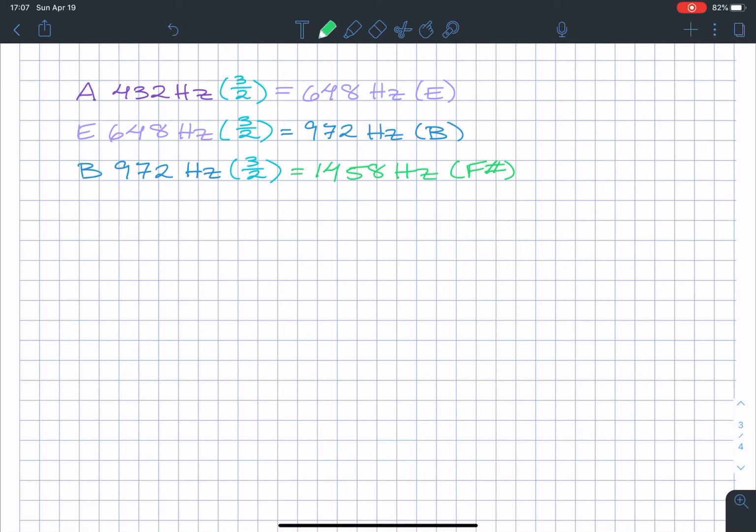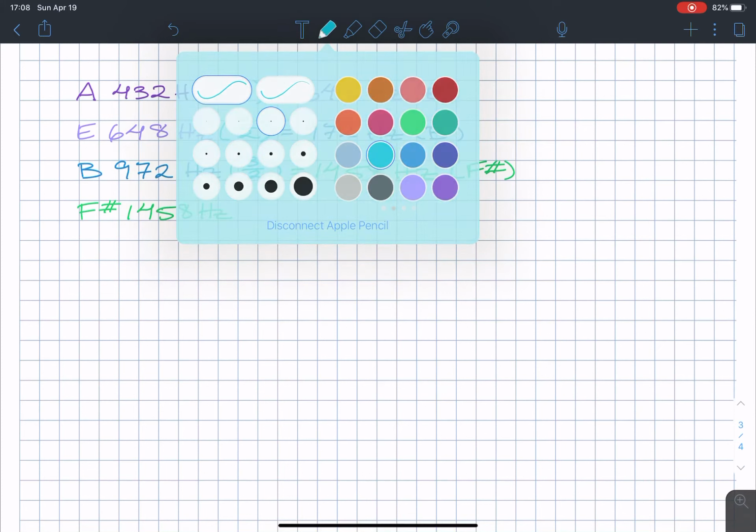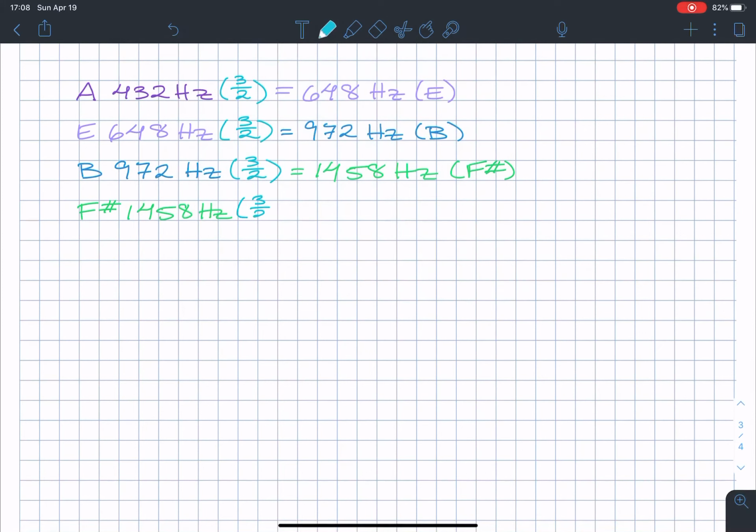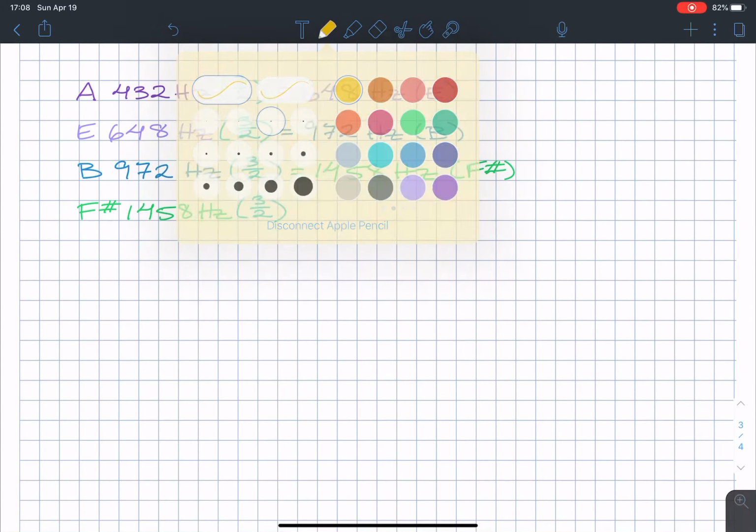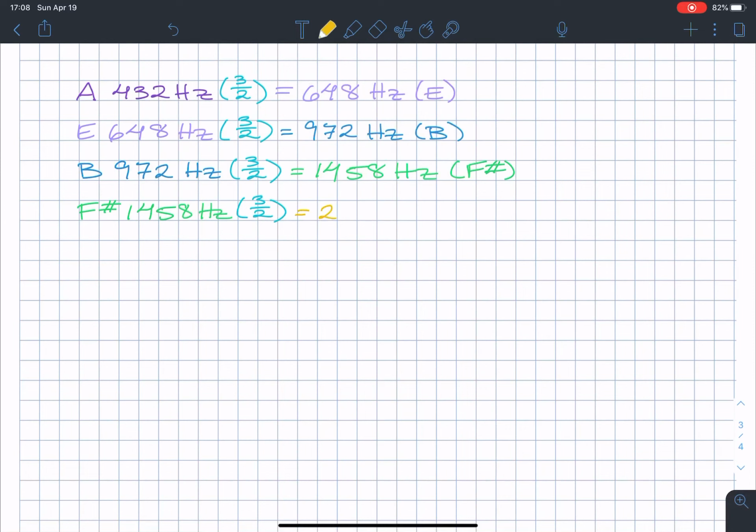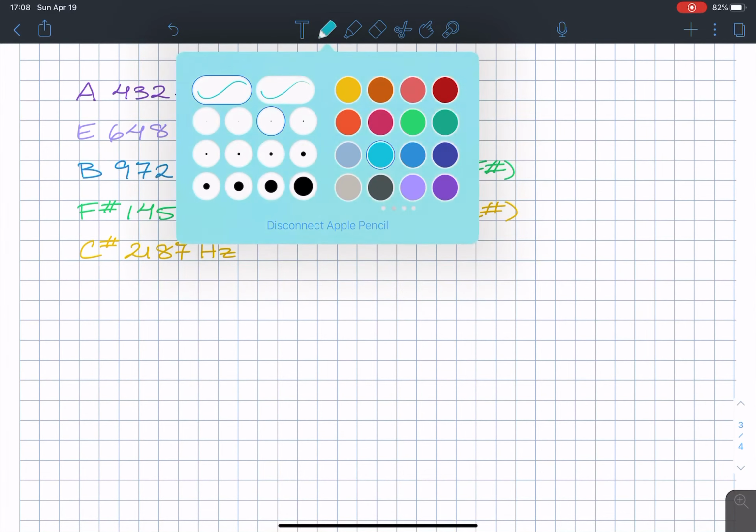Okay, so now let's start with my F sharp, 1458 hertz, and let's go up a fifth again. So 3 over 2. Okay, so what do we get when we do that? We get 2187 hertz, which is approximately a C sharp. So now from a C sharp at 2187 hertz, let's go up another fifth.